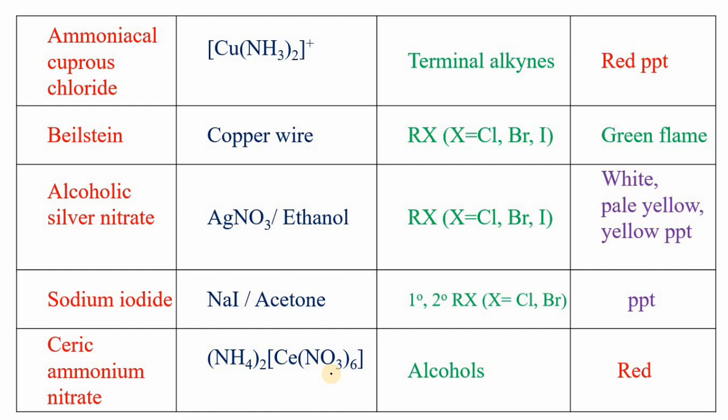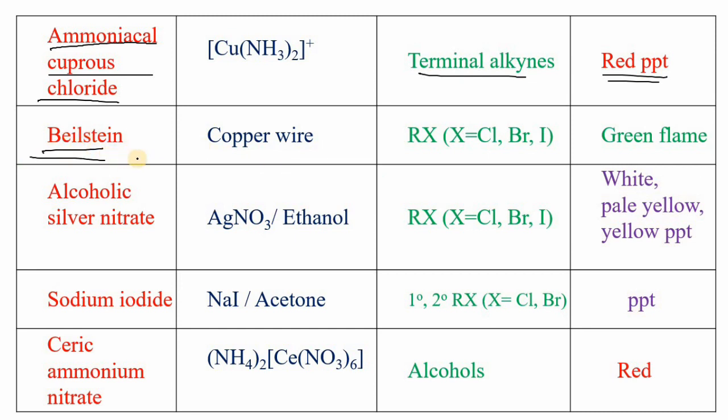Ammoniacal cuprous chloride test. This is also used for distinguishing terminal alkynes from internal alkynes. The active component of this reagent is [Cu(NH3)2]+. The terminal alkynes form a red precipitate with ammoniacal cuprous chloride.